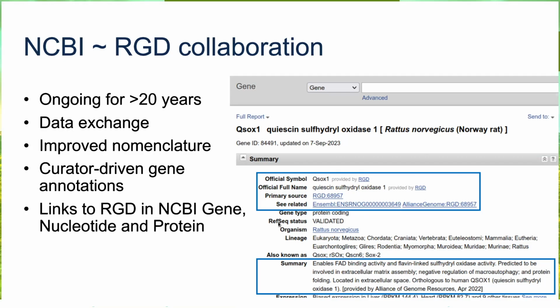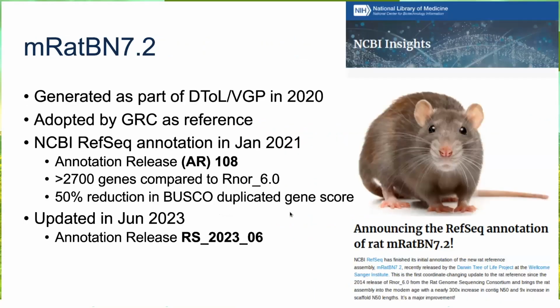Okay. So I'm going to switch gears a little bit and talk more specifically about the rat genome at NCBI, mRatBN7.2. I don't have to introduce this assembly again to this audience, so I'm not going to even try, other than to just say that it was generated back in 2020 as part of the Darwin Tree of Life and Vertebrate Genome Project, and was adopted by GRC, the Genome Reference Consortium, as the official rat reference genome.